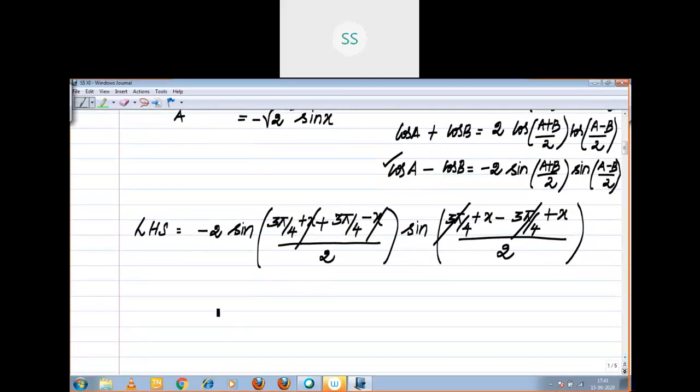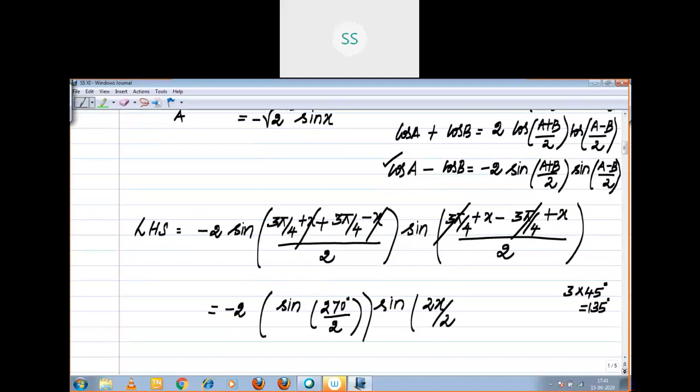See, this 2 and this 2 you don't cancel, children. It is an angle, you cannot cancel. The minus 2 let it be as such. Sin 3 pi by 4 is nothing but 3 into 45 degree, 135 degree. 135 plus 135, 270 degree, divided by 2. Then sine 2x divided by 2, the 2 cancels. Then it is equivalent to 135 degree.